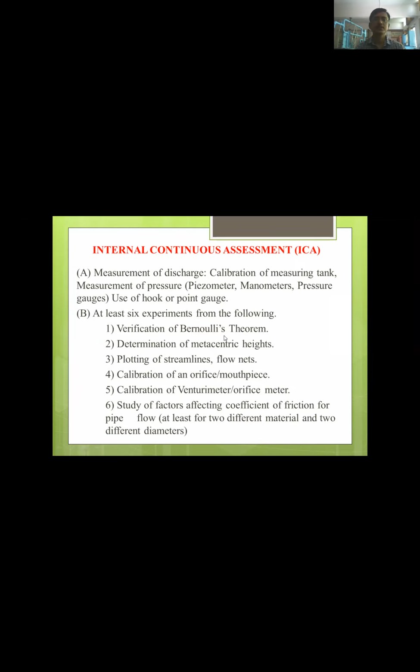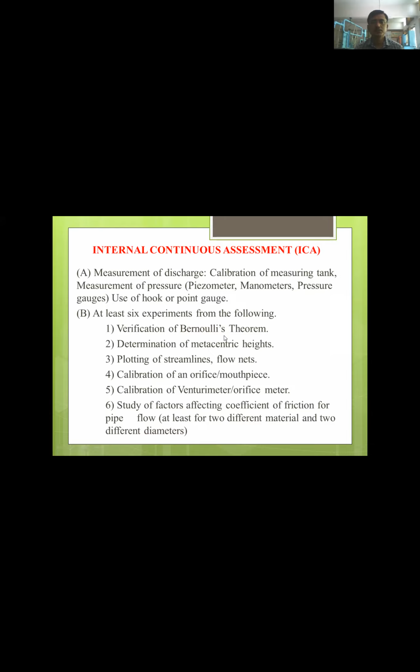So in this first practical, we are going to learn how the discharge is measured, that is, how to measure the rate of flow with the help of a measuring tank. In the fluid mechanics lab, we are going to learn how the actual discharge is measured. And then the second part is measurement of the pressure.